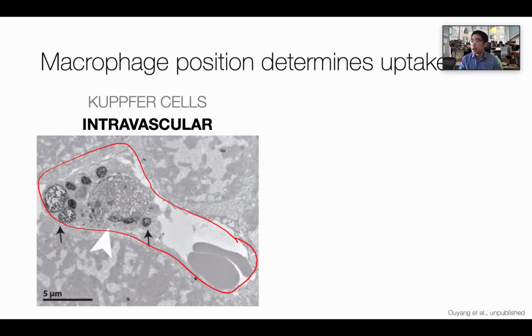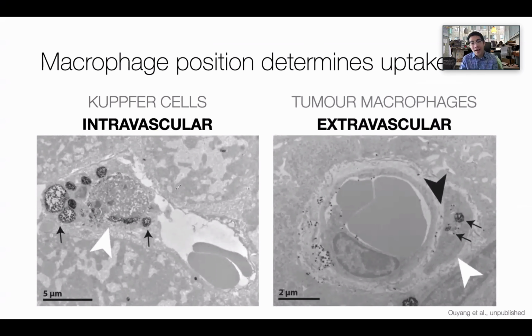And you'll see over here that we have a cell over here, and this is a Kupffer cell. And it's filled with these black dots, which are the gold nanoparticles that we injected. Now you'll appreciate that these cells are in direct contact with the sinusoid. So any nanoparticle that passes by has to make contact with this Kupffer cell, and that allows this Kupffer cell to take up a lot of nanoparticles. In the tumor, it's a little bit opposite.